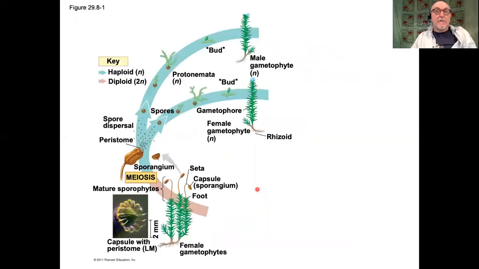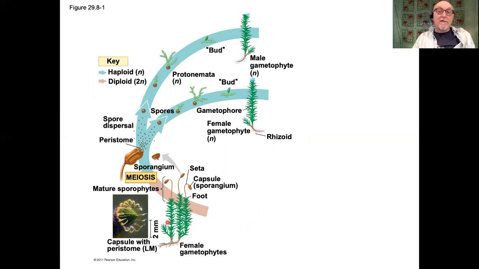So remember that the life cycle is an alternation of generations. This is a typical life cycle, but it is not definitive. I would say, put it that way. I'll point out where it's not definitive anymore. But this is a very common kind of moss life cycle.